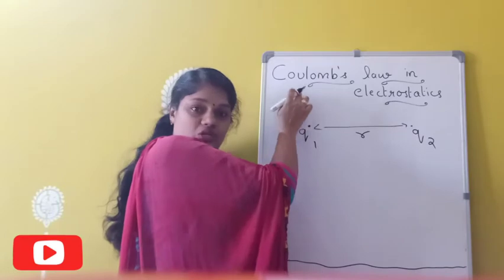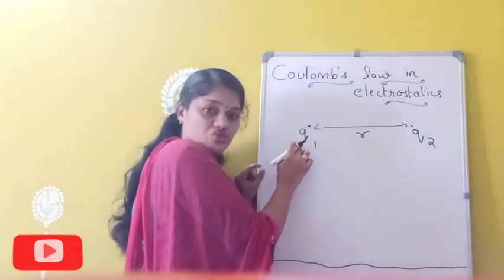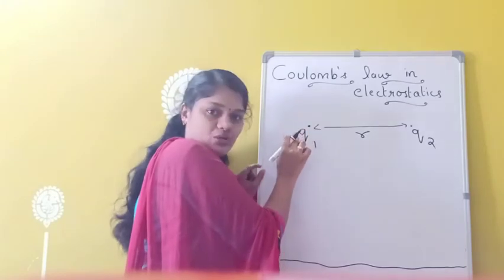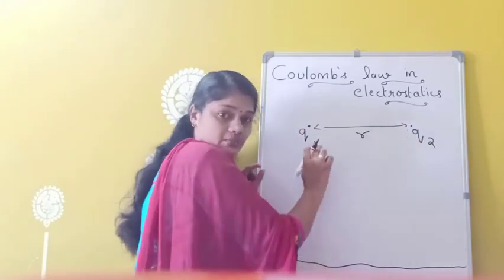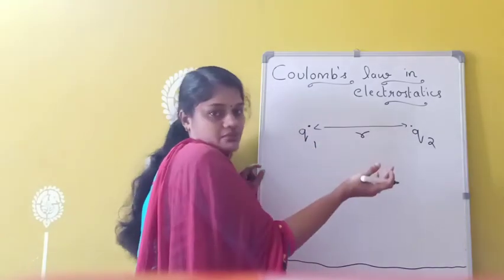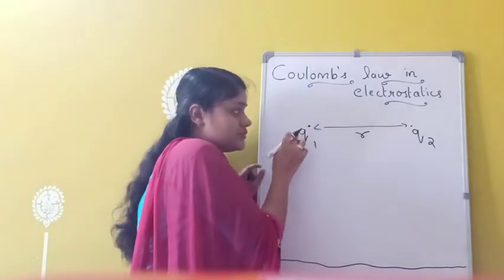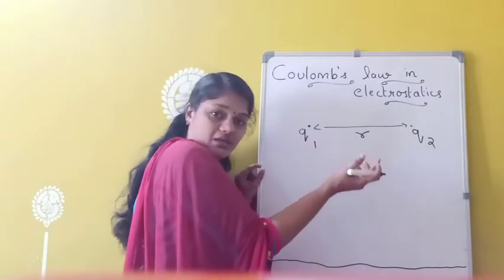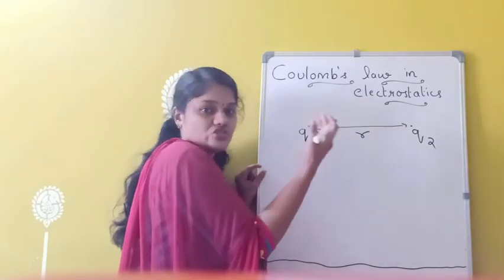Then Coulomb's law states that the force of attraction or repulsion. Suppose I keep one positive and another positive, there will be repulsion. If it is negative and negative, then also there will be repulsion. But if I keep positive and negative, there will be an attractive force. So anyway, there will be a force of attraction or a force of repulsion.